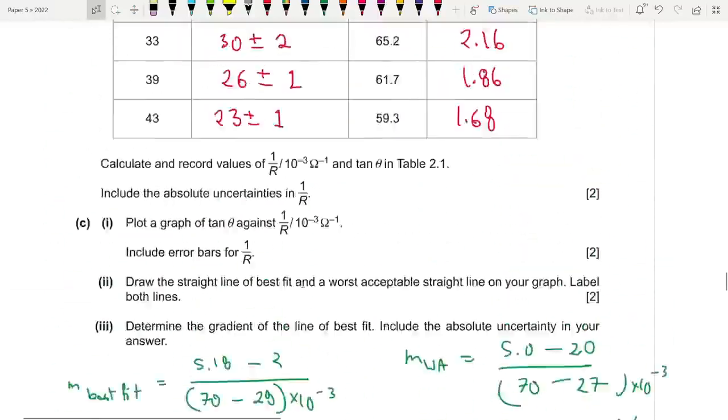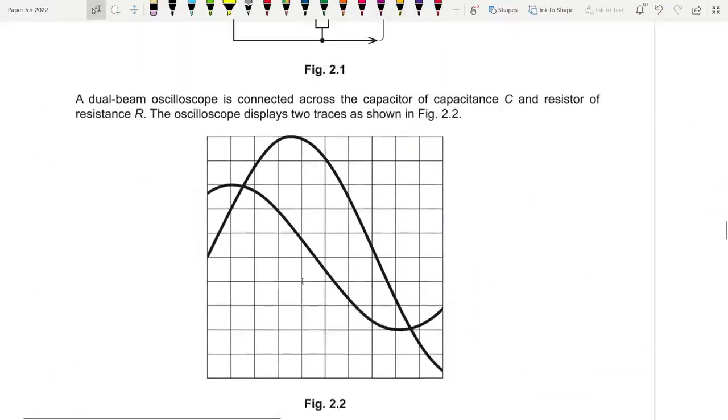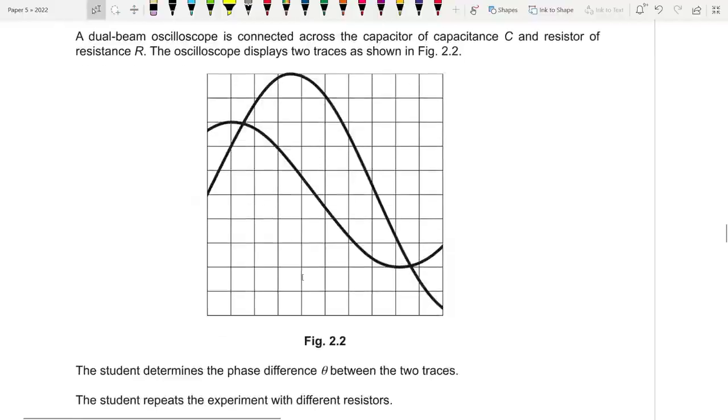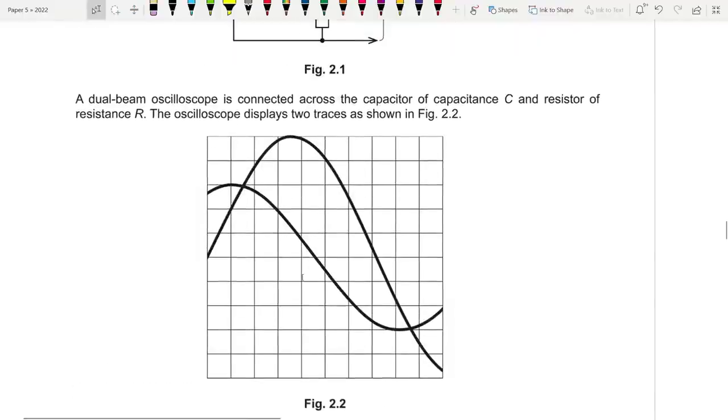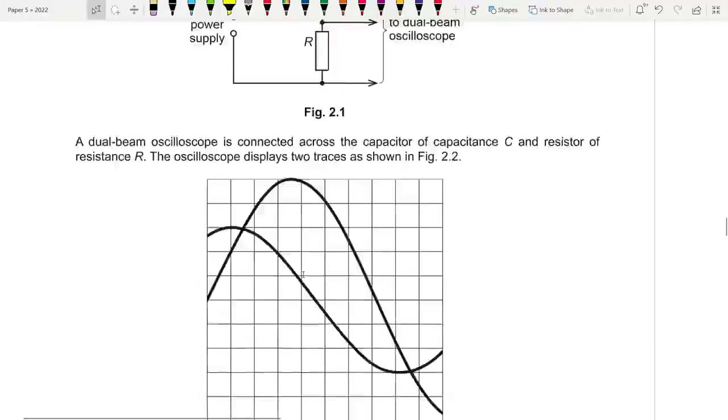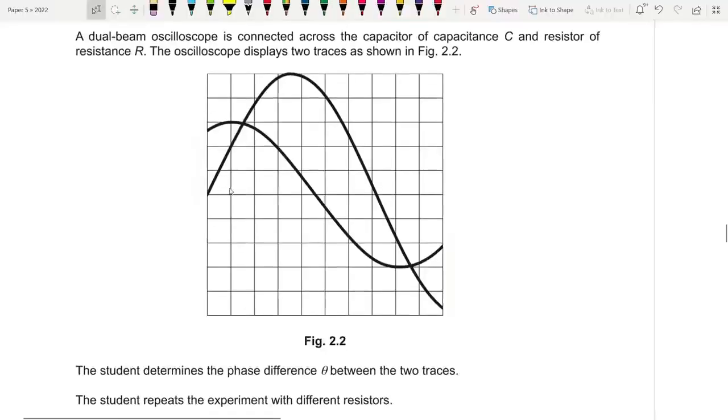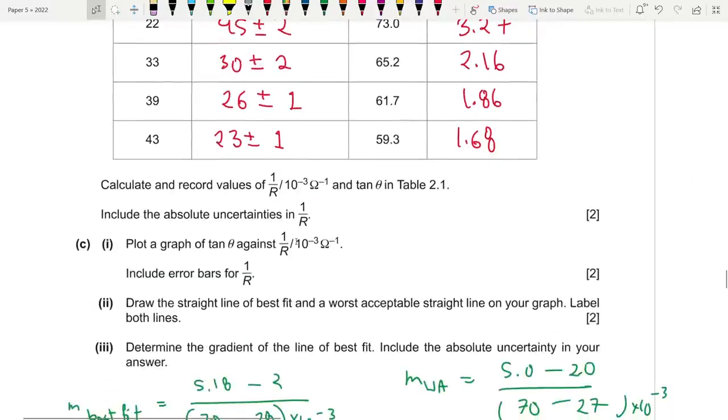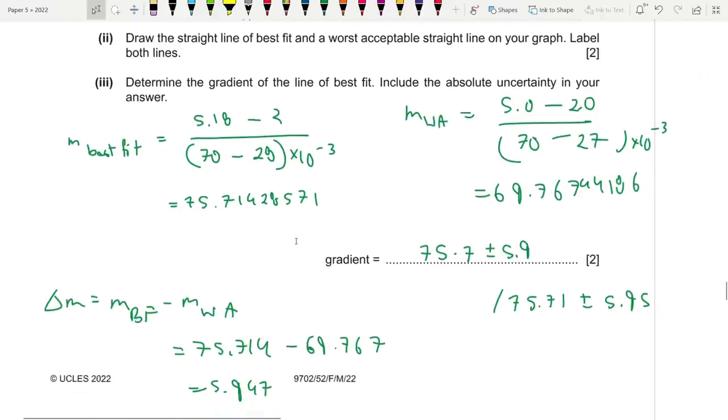Basically, uncertainty is the least division of your instrument. Okay, so since frequency depends on time, what's the shortest distance over here? One box, right? How are they actually finding this out?